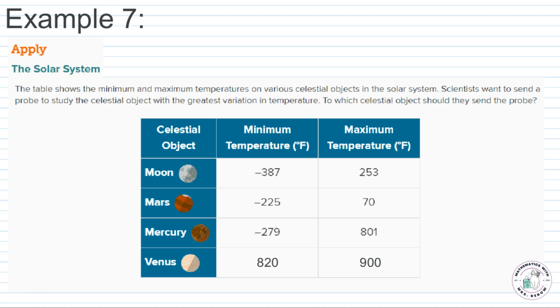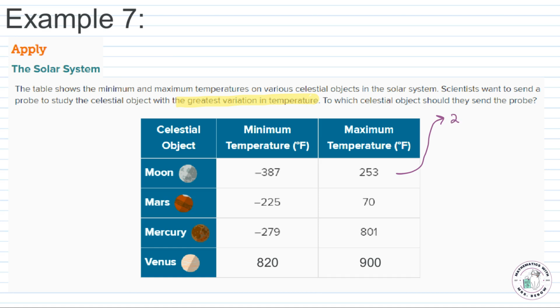So we've got the moon, Mars, Mercury, and Venus. To find the one that has the greatest variation in temperature, so that's the key, right? We're going to find the difference between the maximum and the minimum values for each of these celestial objects. So for the first one, just like in the previous video, we're just finding the difference between the high value and the low value.